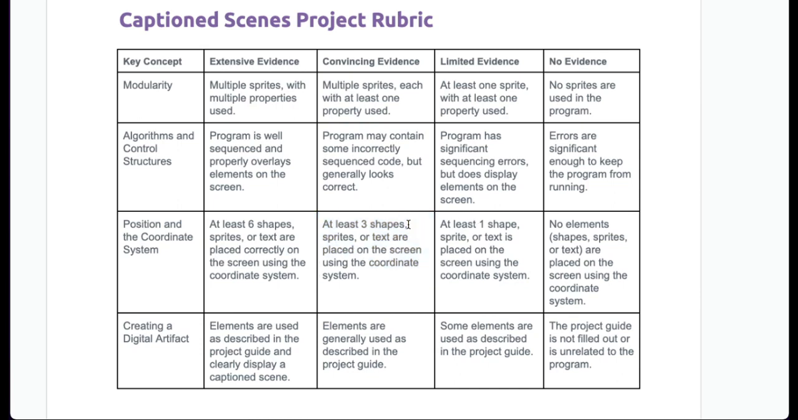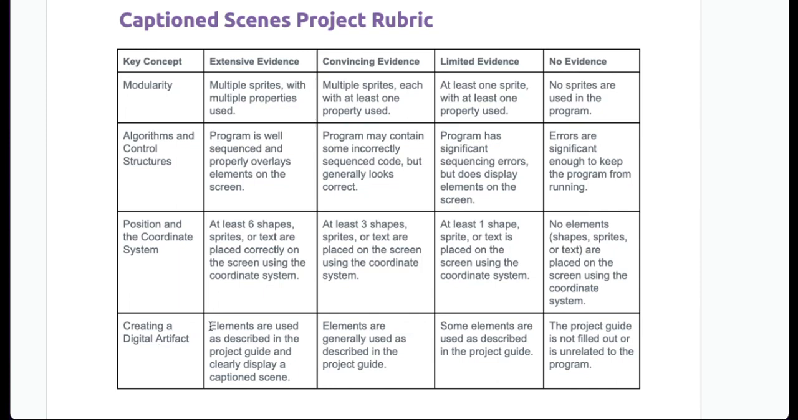Let's say you have 4 shapes. That's going to give you a 3 for this category. Let's say you have 2 shapes. That's going to give you a 2, because you have to have at least 1 shape to get a 2: at least 1 shape, sprite, or text using the coordinate system. If you have no elements, so no shapes, no sprites, no text, placed on the screen using the coordinate system, then you will get a 1 for no evidence.